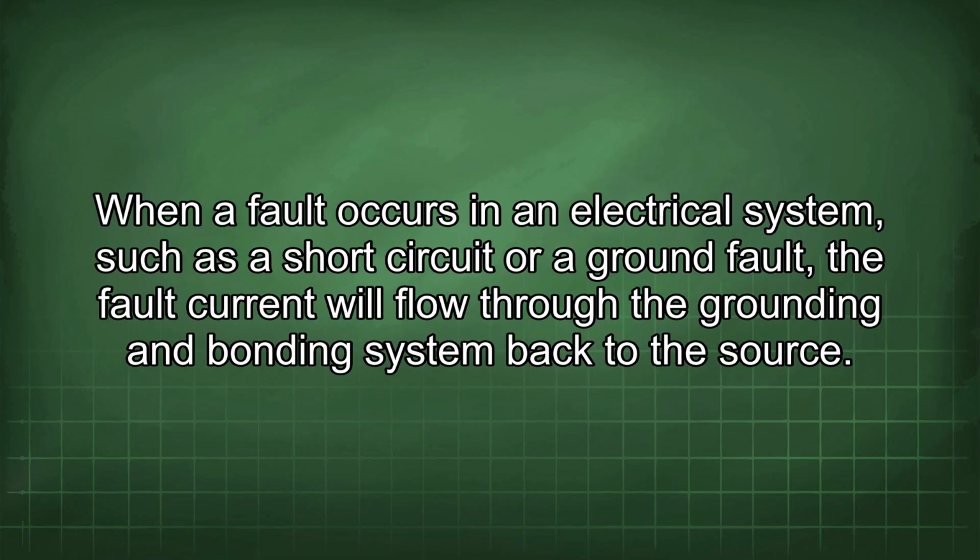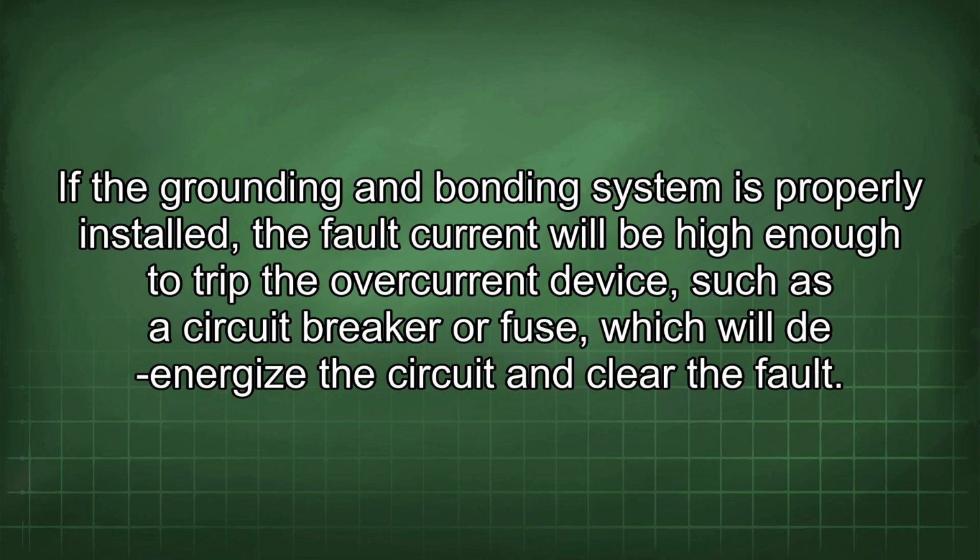When a fault occurs in an electrical system, such as a short circuit or a ground fault, the fault current will flow through the grounding and bonding system back to the source. If the grounding and bonding system is properly installed, the fault current will be high enough to trip the overcurrent device, such as a circuit breaker or fuse, which will de-energize the circuit and clear the fault.